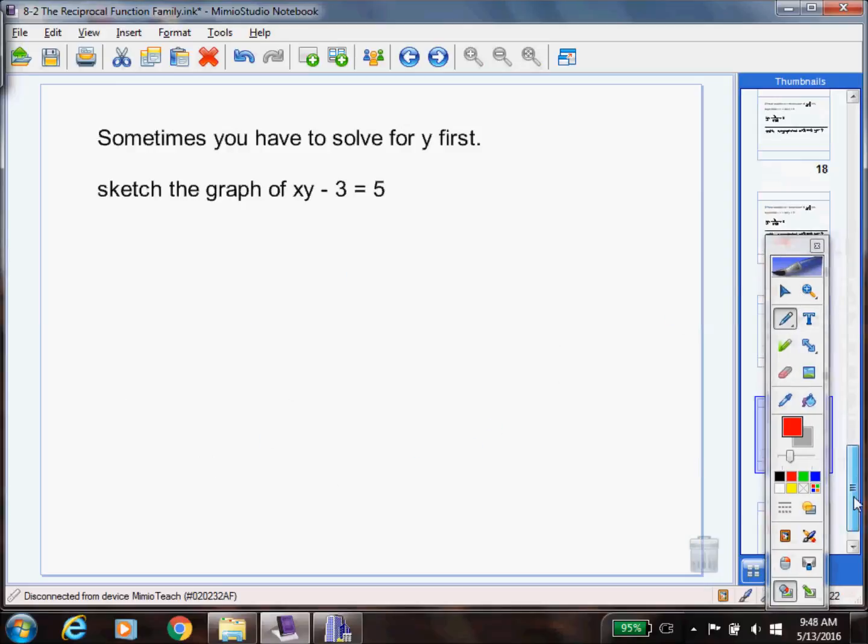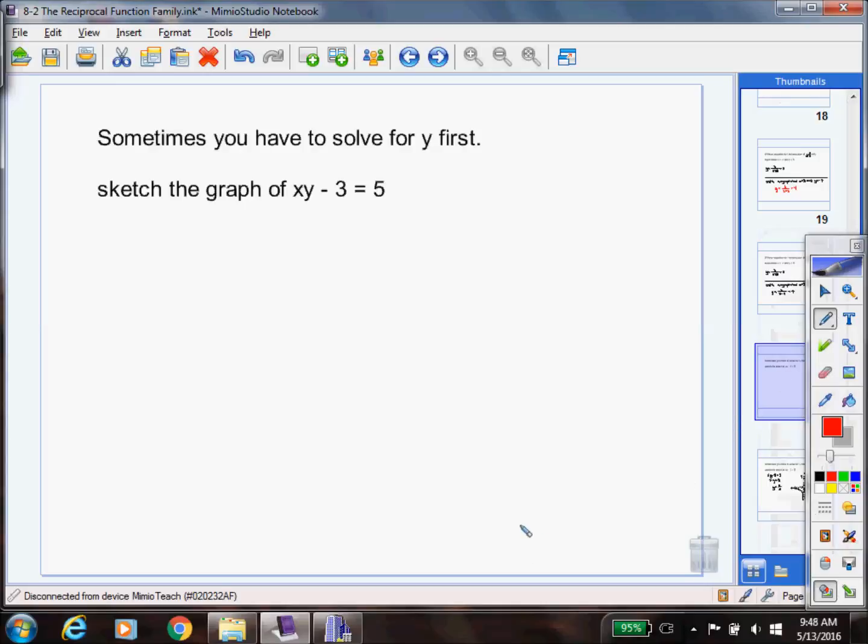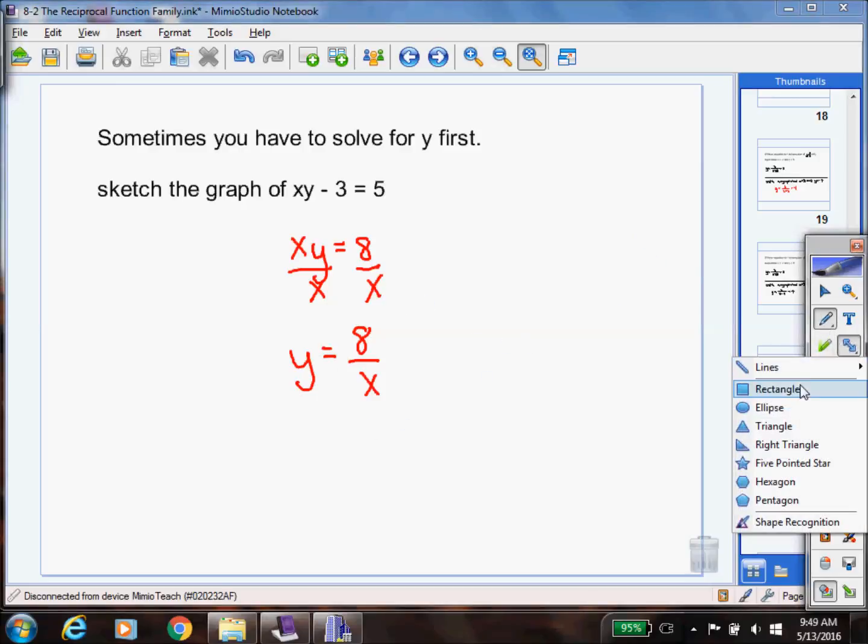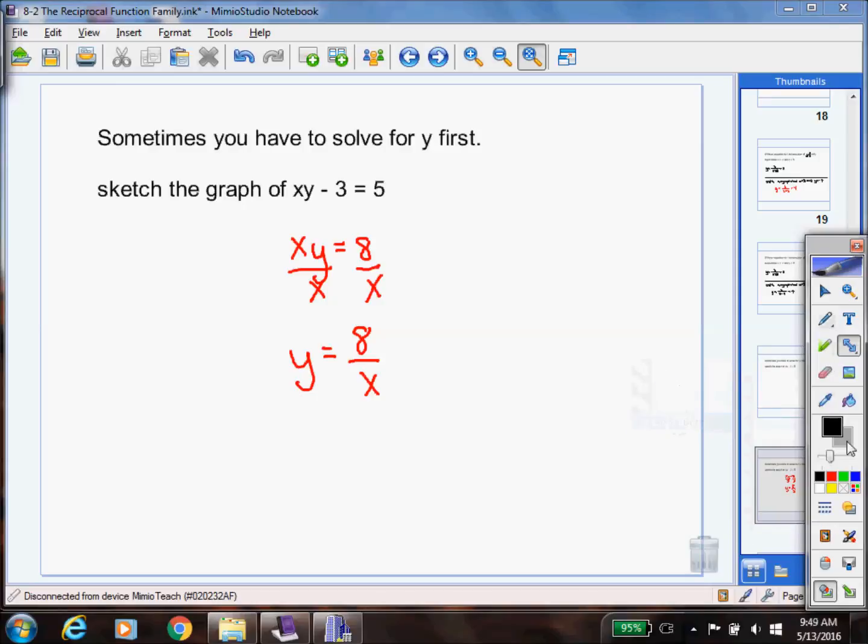Sometimes before you can begin to solve and graph, you have to solve for y first and use the algebra that you already know. You know the process of going ahead and adding 3 to both sides, so that xy ends up equaling 8, dividing by x, and then ultimately getting y equals 8 over x. And when we start to graph this, it doesn't move up, down, left, or right, but we can be a little bit more exact in our points, thinking through our graph with our x and y axis.